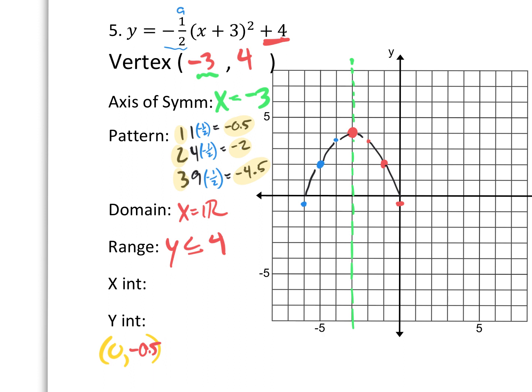But what does that mean? That my y-intercept will be at 0 and then only halfway down. So that's why the y-intercept is right there. And sure enough, that parabola does cross perfectly through those halfway points.